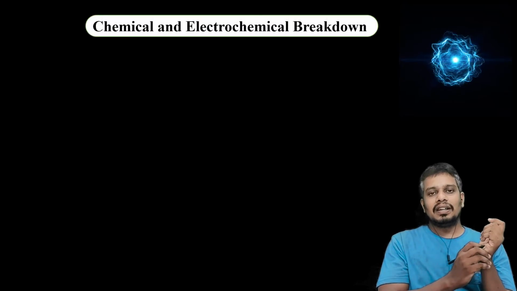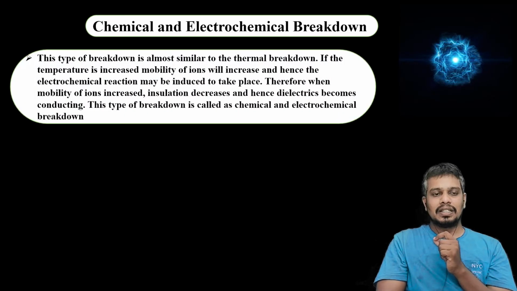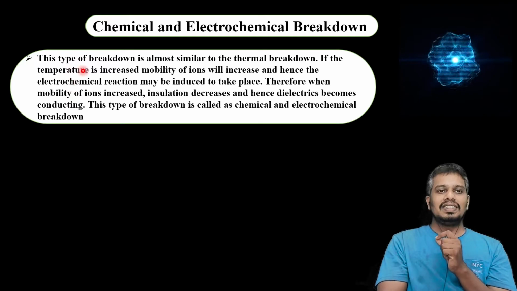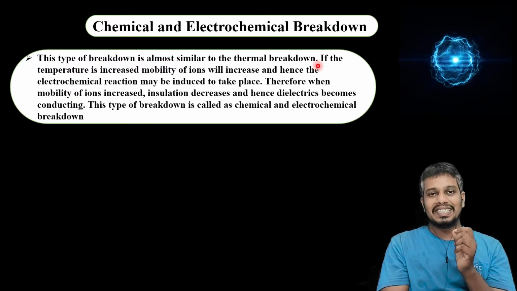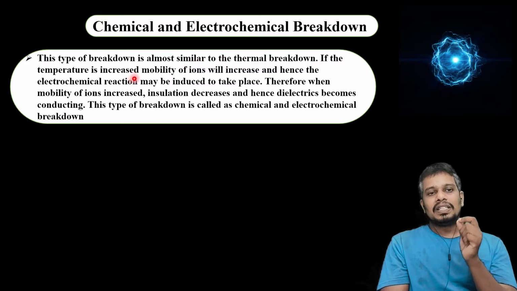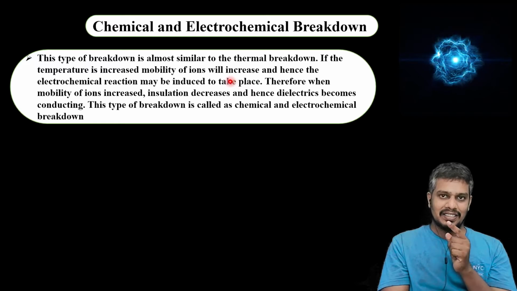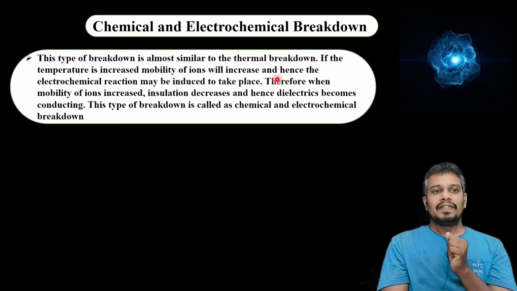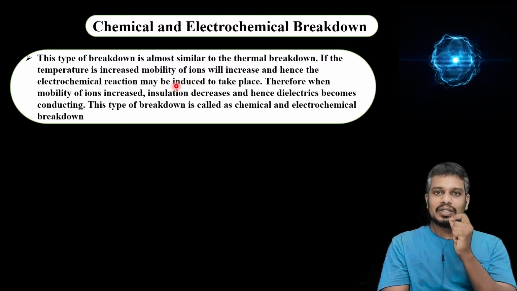Next breakdown we are going to discuss is the chemical and electrochemical breakdown. What is the short definition for the chemical and electrochemical breakdown? If you look at this definition, this type of breakdown is almost similar to the thermal breakdown, but here if the temperature is increased, the mobility of the ions will increase. So not only the energy, the mobility also will be increased. Hence, electrochemical reactions are induced.